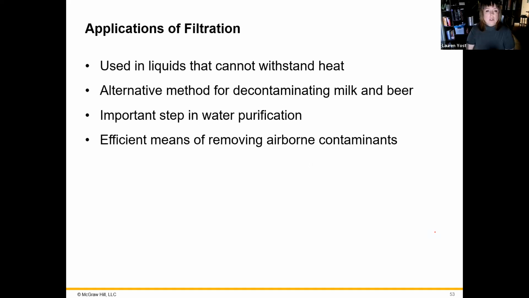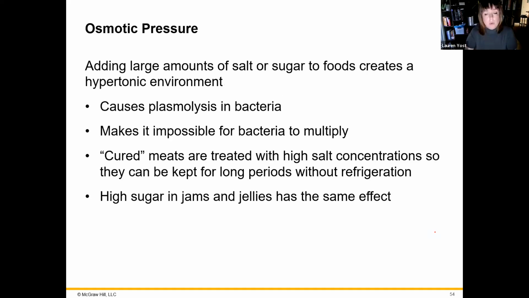You can use this for liquids that cannot withstand any heat. It's important for water purification, obviously. We'll talk about that whenever we get into talking about water treatment. We also use it for removing airborne contaminants like HEPA filters, right?